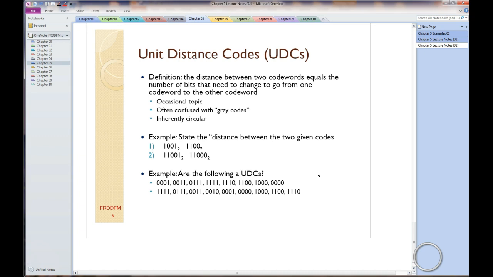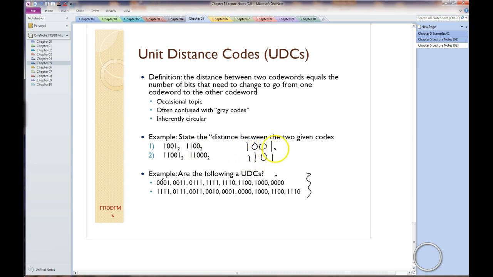One other topic on these codes is that they're inherently circular. So this is like the first code word over here, and this is the last code word. The next code word after the last code word is the first code word again, and we'll go over that in a second. The idea of distance is a very simple concept. We talk about the distance between 2 code words. The distance between 2 code words is the number of bits I need to change to get to the other code word.